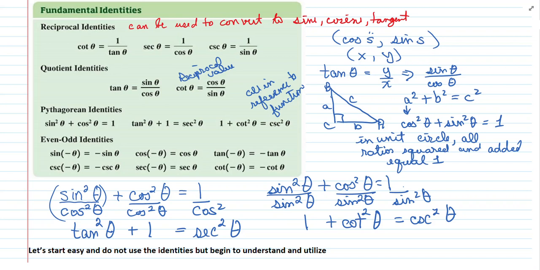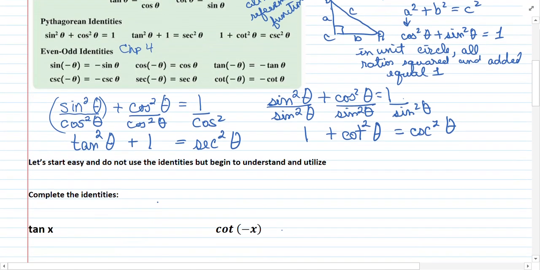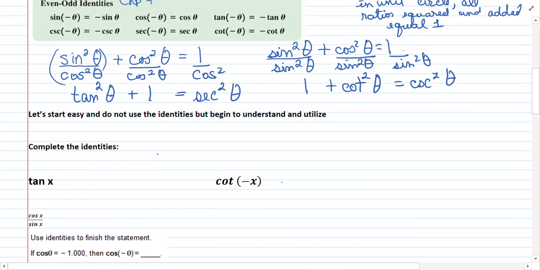Then we have our even odds. Now we did this in chapter 4 so that we know that the sine is odd, the cosine is even, the tangent is odd, the cosecant is odd, the secant is even, and the cotangent is odd. All right, because of the y.